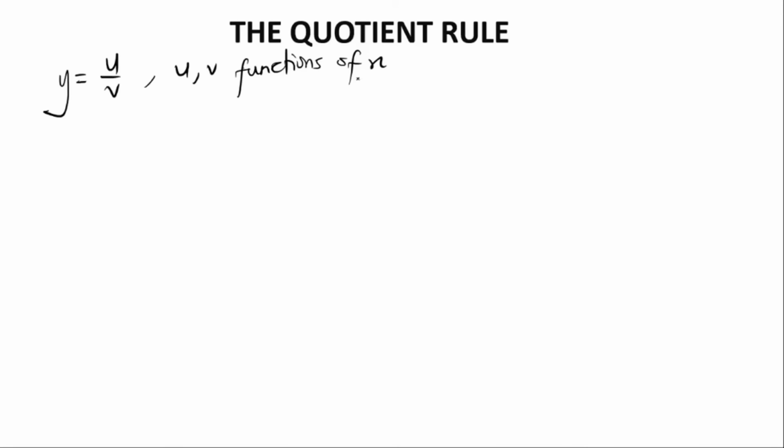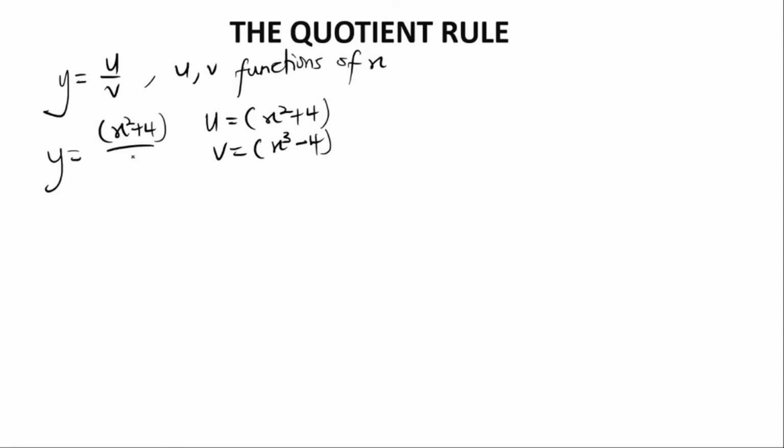By u and v being functions of x, I mean, let's say u, for example, is equal to x squared plus 4, and v is equal to x cubed minus 4. So our function y becomes a function that looks like this: our u is x squared plus 4, and our v is x cubed minus 4. Whenever we have a function of this form and we have to differentiate it to find our dy/dx, we need to use the quotient rule to solve an example like this.